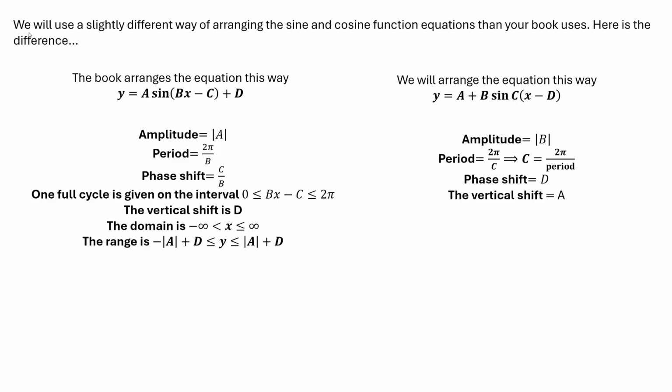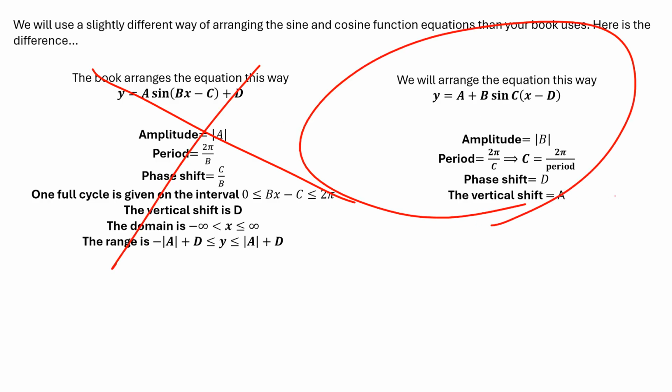So a major difference between the form the book uses and ours is that we are going to factor the x coefficient out in the argument of the function. And this helps us to see the period of the function and the phase shift more simply, I think. So when we get the function into this form, here is what we are able to see. So we're getting it into this form, y equals a plus b sine c times x minus d. So just to make sure you're with me, we're not using this way, we're using this way.